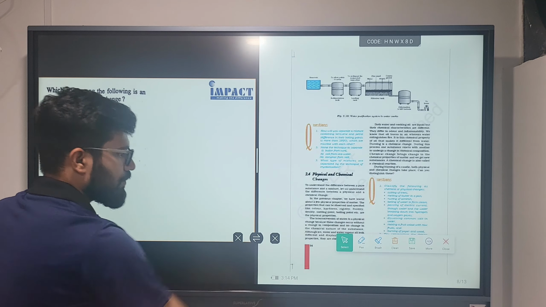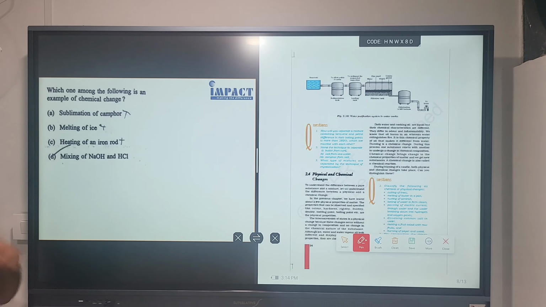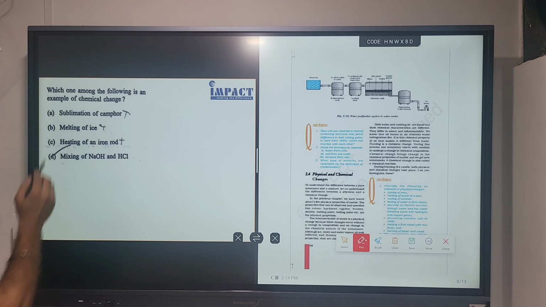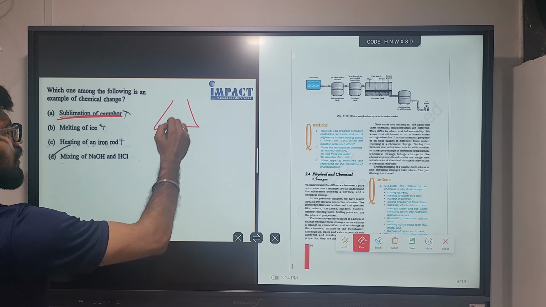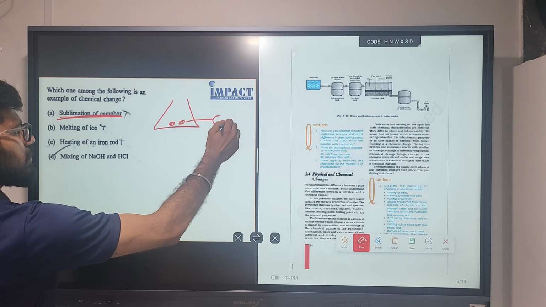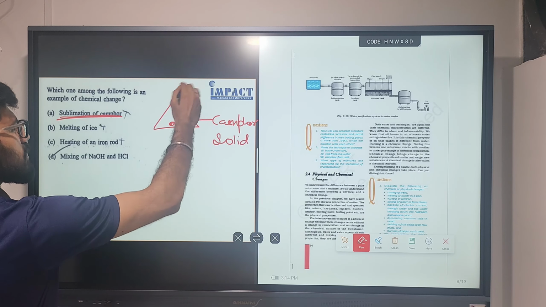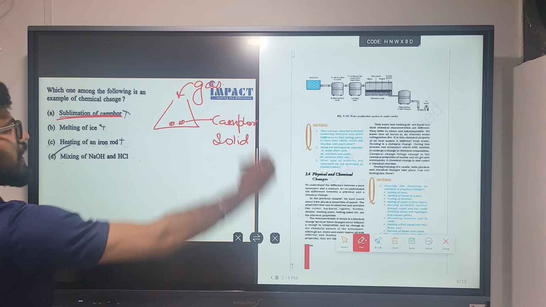Next question they have asked from this physical and chemical change. Again, 9th class NCERT chapter number 2. Which one of the following is an example of chemical change? Here you see sublimation of camphor. It is just solid camphor, solid converts into gas, and the process is known as sublimation.